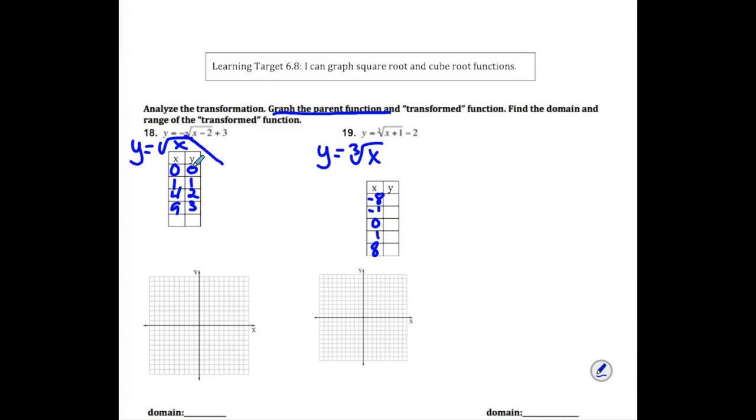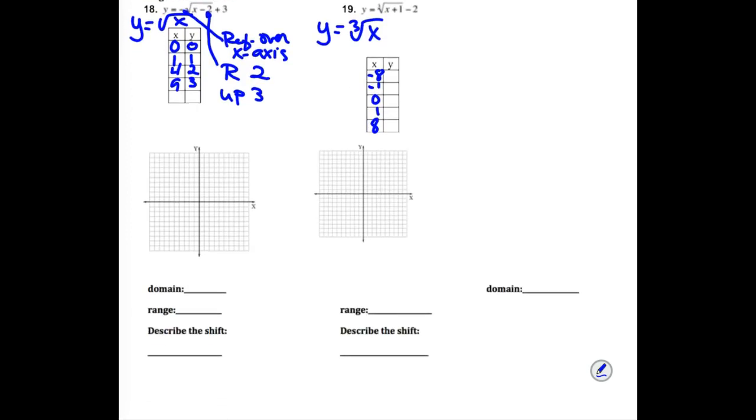Okay, so that negative sign there is a reflection over the x-axis. What does this 2 do? Right 2 and up 3. So once we know our points, we should be able to do those transformations. So (0, 0), (1, 1), (4, 2), and (9, 3) are the original parent function points, and I would expect to see that shown on your graph.